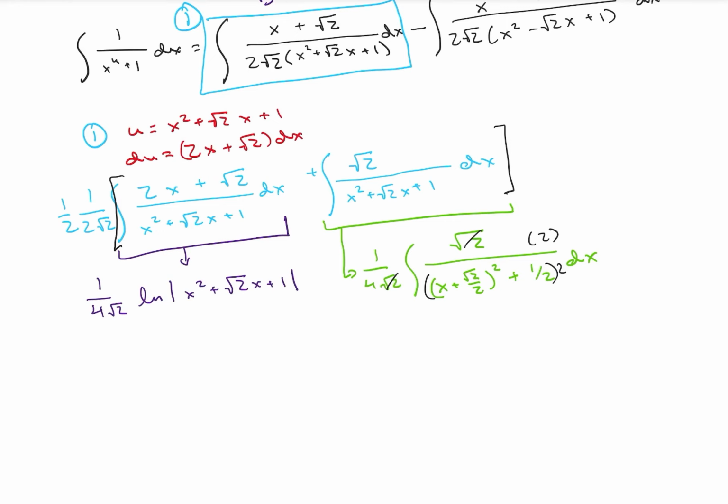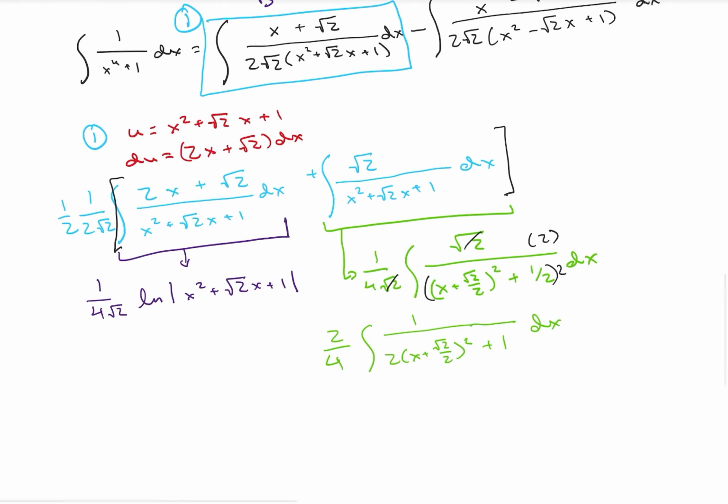And that's going to give me 2 over 4 times the integral of 1 over (2x plus root 2 over 2) squared plus 1 dx. So now this is looking pretty good. So now I can see that, so I'm going to block off this. This is something I need in my final answer.